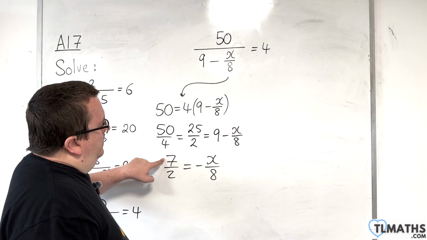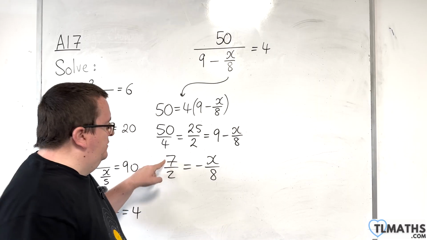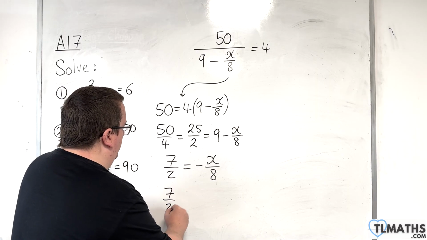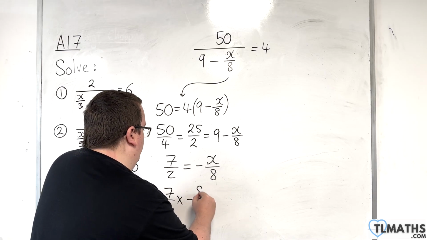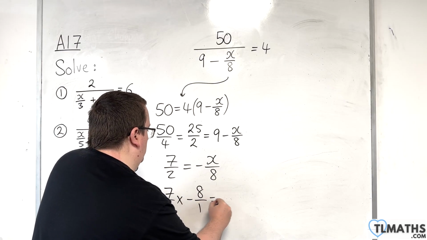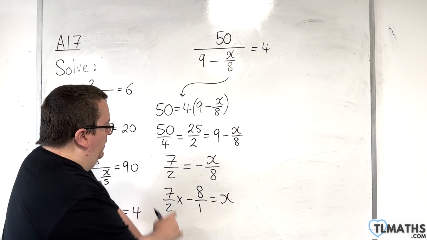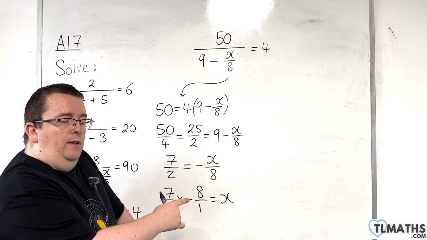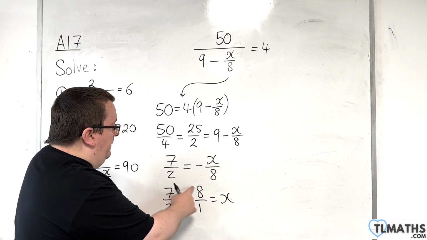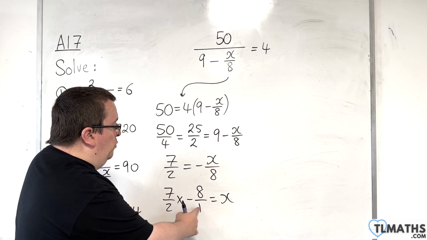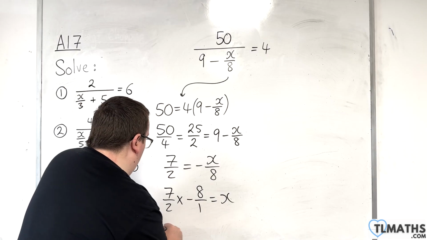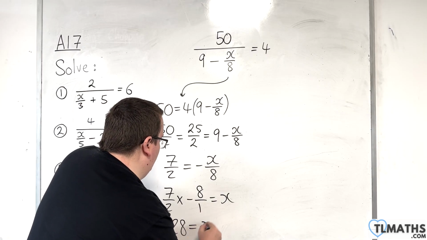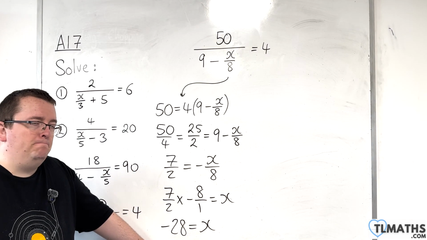So 7 halves times minus 8, so minus 8 over 1. So 7 times 8 is 56. And we're then going to have 56 over 2. So 56 divided by 2 is 28. So x is minus 28 is our answer.